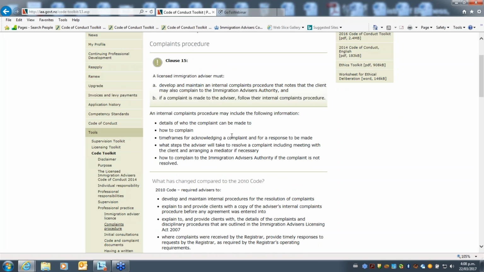So we've got some sort of expectations of what you might include in that: details of who the complaint can be made to, how they can complain, timeframes that they can expect, the kinds of steps that you as the advisor will take. Those are the kinds of things we expect to see.